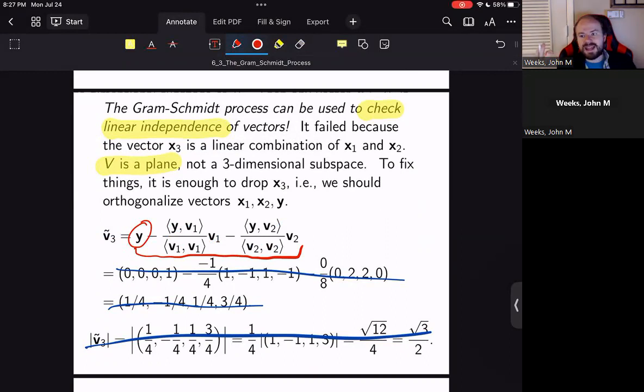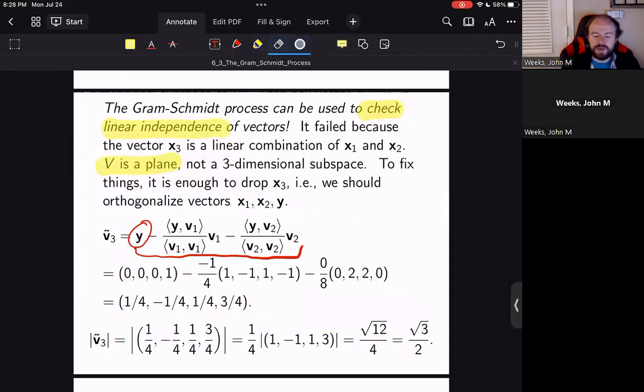So now, instead of taking the span of v1, v2, and v3, like we would expect to do at this step, since v3 is extraneous, we're going to throw it out. We're just going to find the orthogonal component of y with respect to the span of v1 and v2. So we do the math on this, same sort of inner products as before, and that gets us the vector 1/4, -1/4, 1/4, 3/4. And if we find the magnitude, we get the square root of 12/4, or the square root of 3/2.